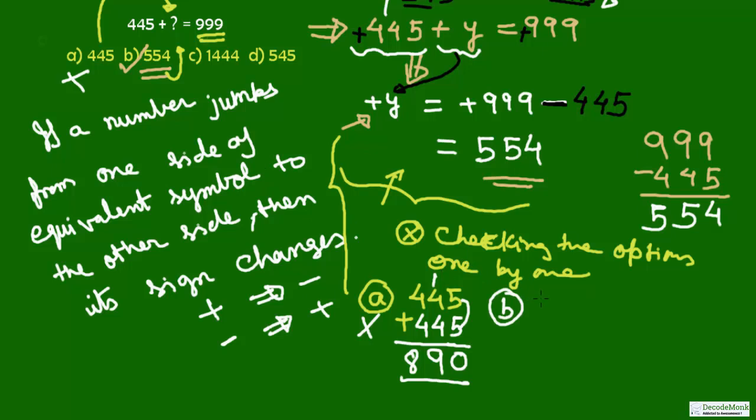Now checking option B, it says 445 plus 554. 4 plus 5, 9, 4 plus 5, 9, 4 plus 5, 9. Wow, we have arrived at the number which is there in the right hand side. So plugging in the given options in place of question mark, we can arrive at 999, and hence we got the right answer. So again, at this point of time, let me remind you that please do not leave the question as it is. Try to figure out how you can solve it with the knowledge you have.